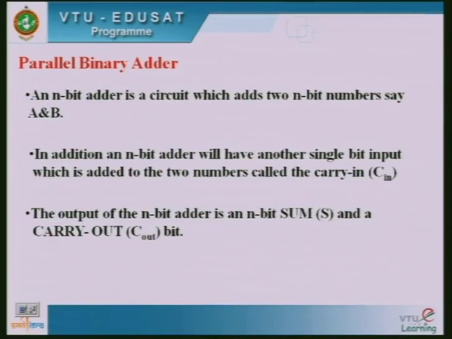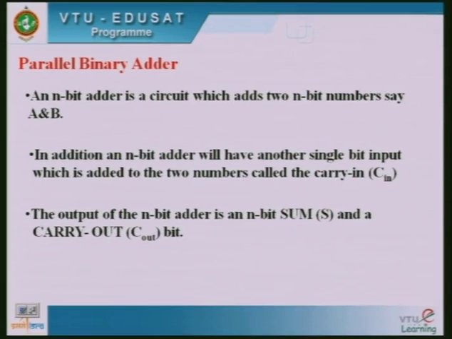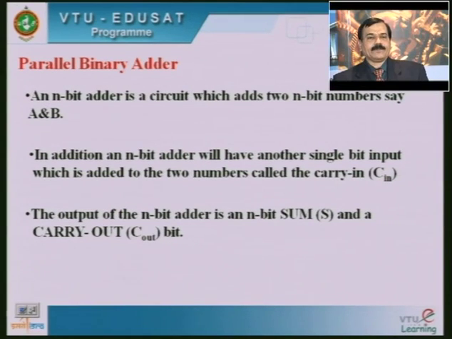Parallel binary adder. An n-bit adder is a circuit which adds 2 n-bit numbers, say A and B. Second point, in addition, an n-bit adder will have another single bit input which is added to the 2 numbers called a carry in, that is C in. The last one, the output of n-bit adder is an n-bit sum S and a carry out C out bit.